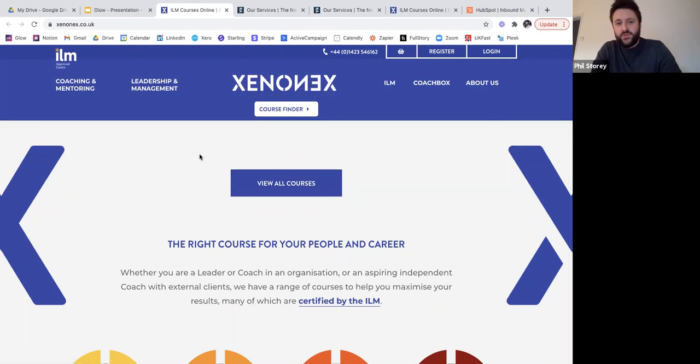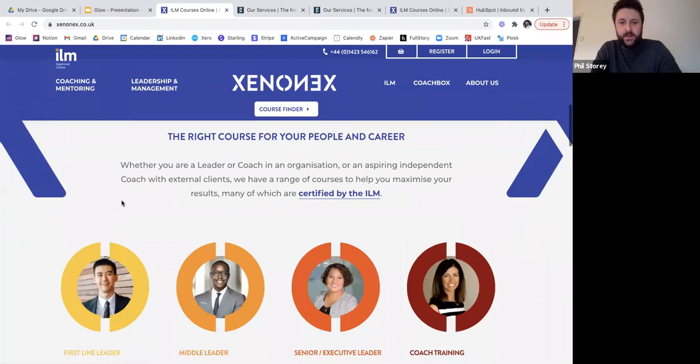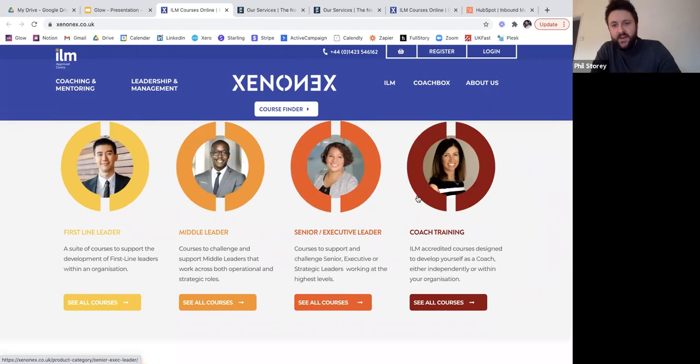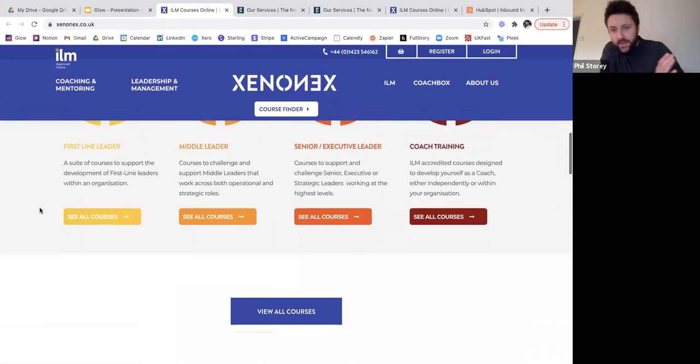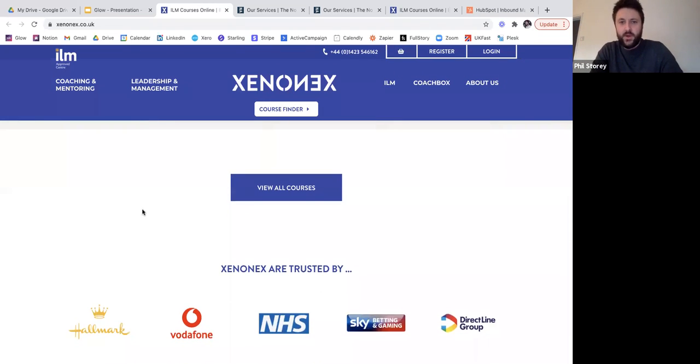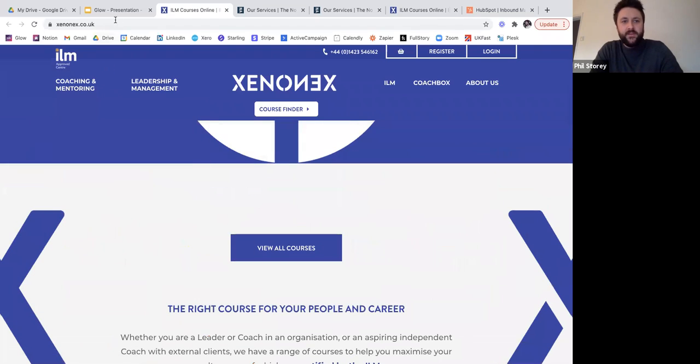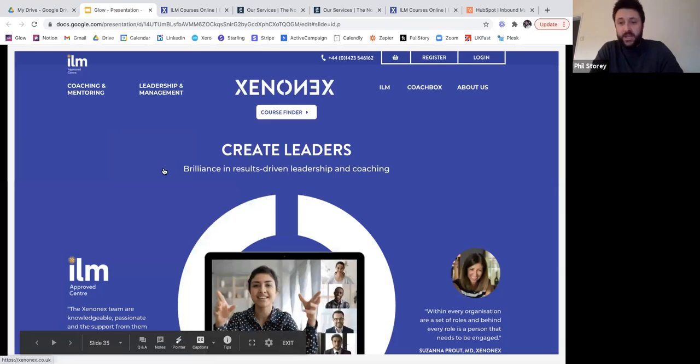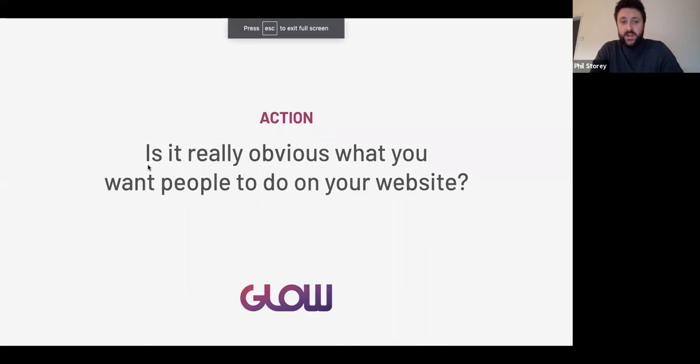Course finder at the top follows you everywhere. View all courses here. Then it's split by seniority level of the courses that they offer. So you can click on the image, you can click on the button, but it's all very clear and obvious where ZenderNext want you to go next. There you go, another big blue button there as well. So these call to actions are really, really important on your website. So first start by identifying what it is that you want people to do, and then make sure that it's easy for them to do that by making the call to actions really, really obvious.